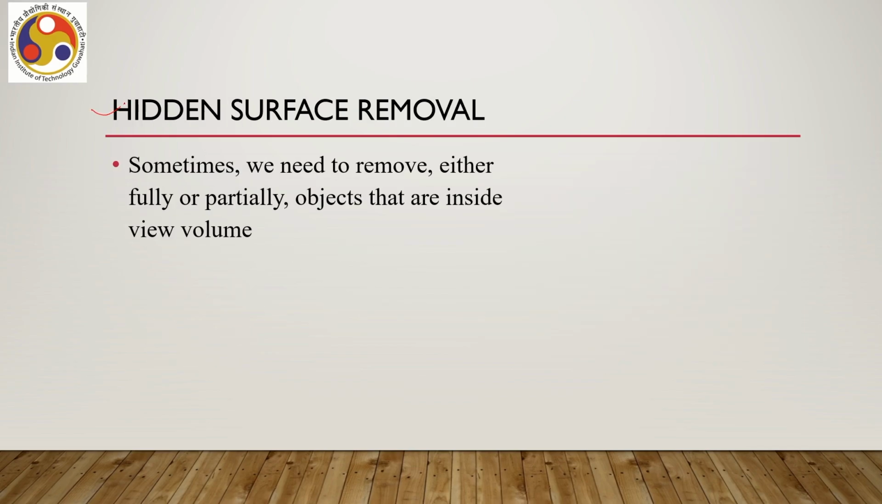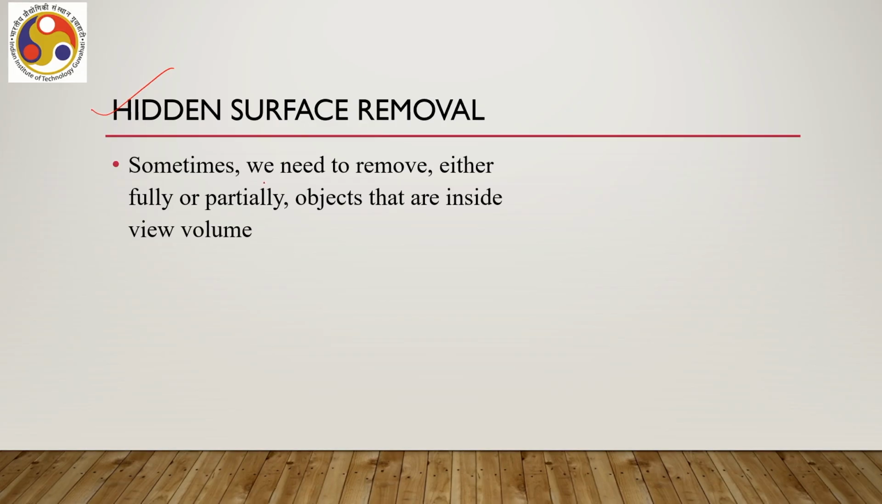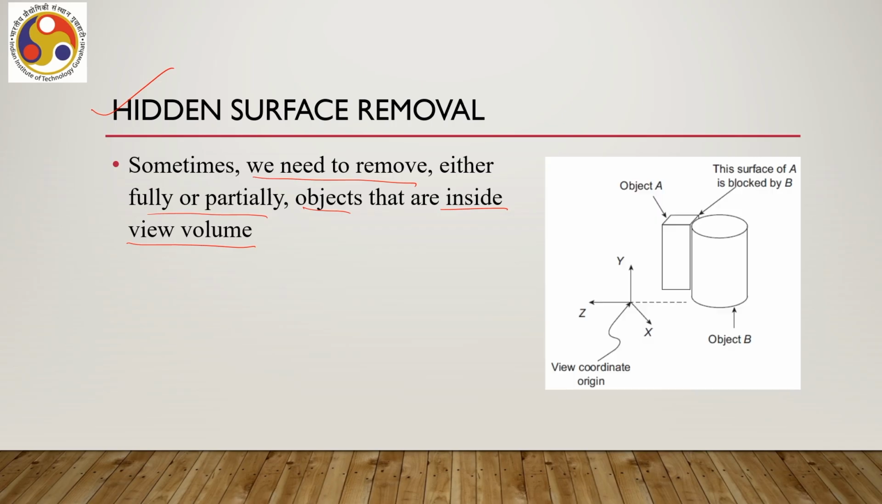Now, another operation that takes place in this stage is hidden surface removal. Although with clipping we are removing objects that lie outside, sometimes even within the view volume it is possible that, with respect to the viewer position, some portion of the objects or some objects altogether are not visible. In such cases we need to remove, either fully or partially, objects that are inside the view volume but not supposed to be visible with respect to a particular viewer position or view position. The idea is illustrated here.